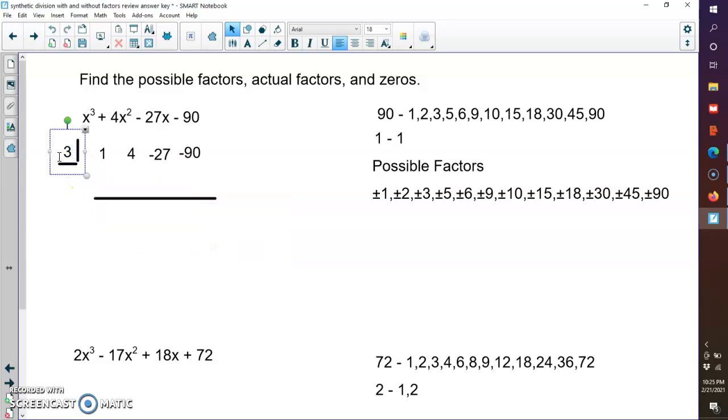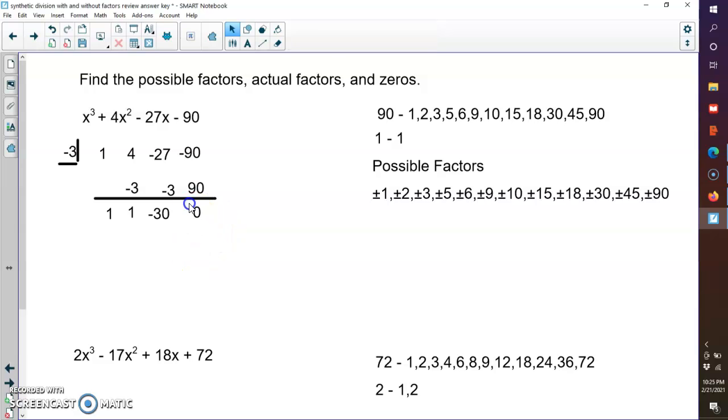So in this case, in negative 3, I bring down the 1. We get negative 3, which leaves us with 1. 1 times negative 3 is negative 3, which leaves us with negative 30. And this looks good. Negative 30 times negative 3 is 90. And that does give me my 0.